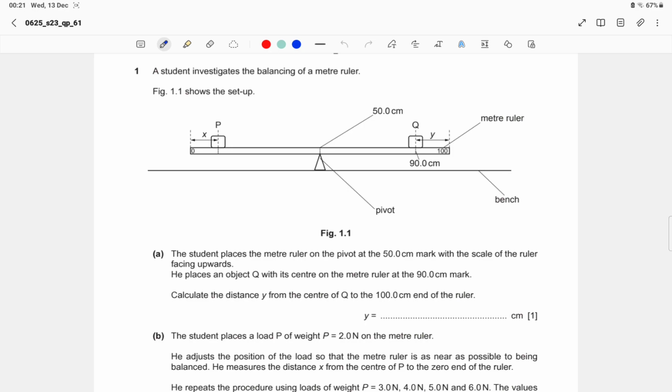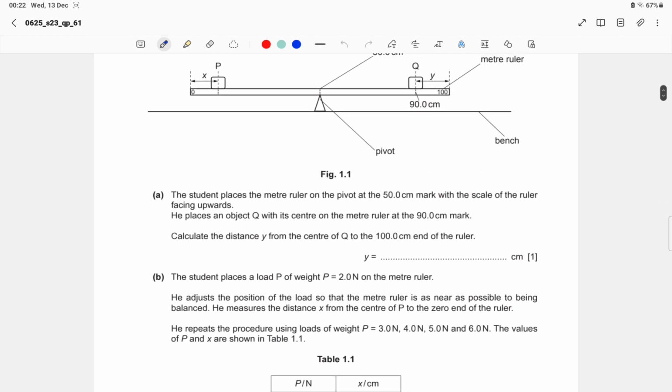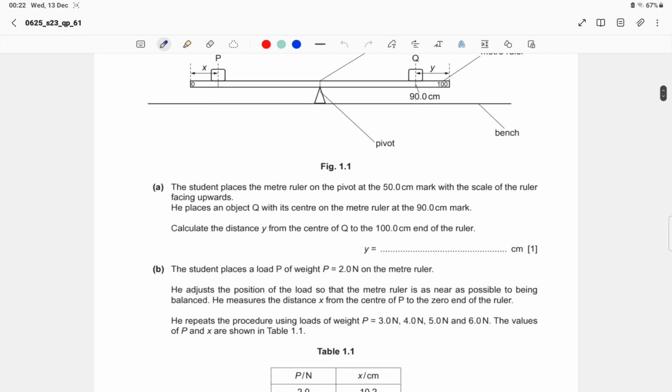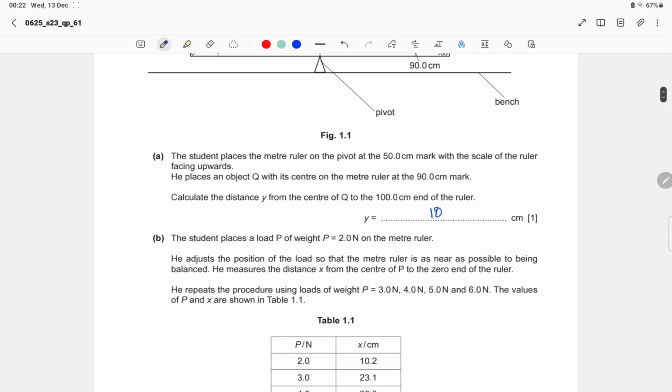Okay, so after looking at this, P is the load. The pivot is at 50 centimeter on the meter rule. The student places the meter rule on the pivot at the 50 centimeter mark with the scale of the ruler facing upward. He places an object Q with its center on the meter rule at 90 centimeter. Calculate the distance y from the center of Q to the 100 at the end. So 100 minus 90 is going to be 10 centimeter.